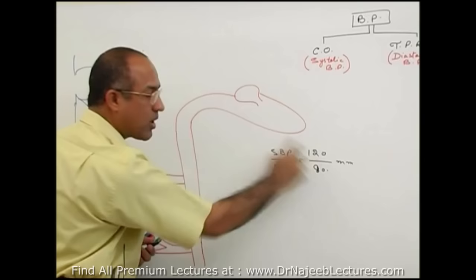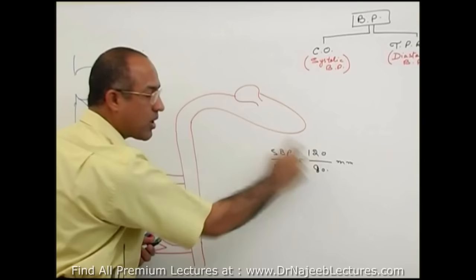Am I clear? The most wonderful drug regarding this is sodium nitroprusside. What is the drug? Sodium nitroprusside. It's a very powerful arterio as well as venodilator. It is an arterial dilator as well as a venodilator. It is given by a special type of continuous venous infusion.